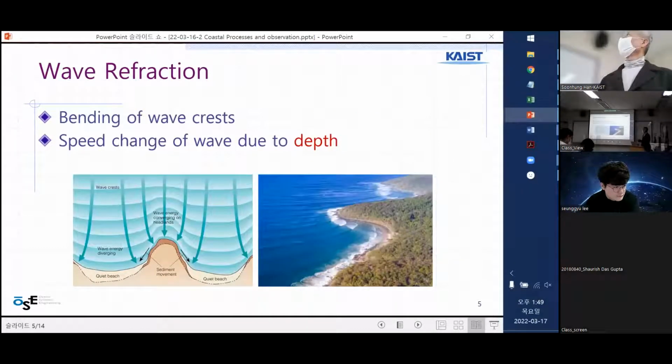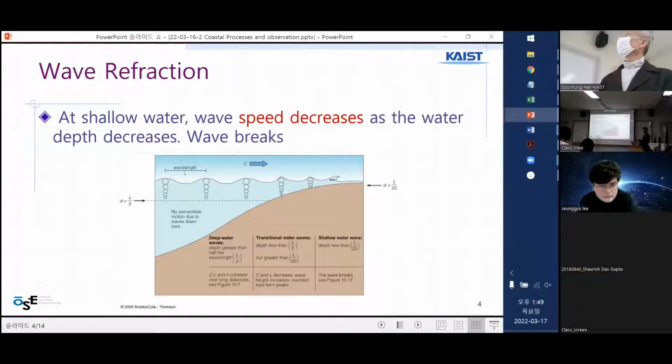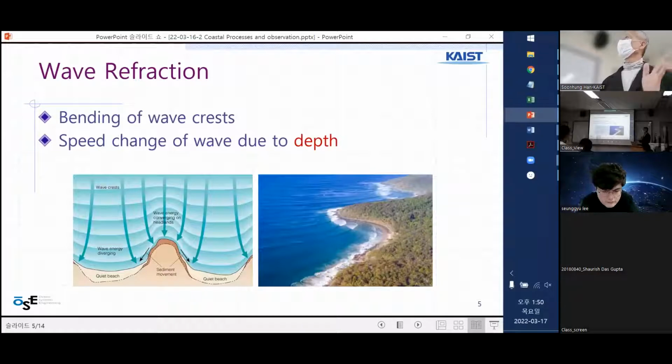And then refraction. Refraction is a bending of wave direction. Here is refraction. Reflection is bending of wave direction. The wave also changes speed with depth. Depth is changing there. In shallow water, there is friction from the bottom. So the speed is lower, and the shape is elliptical.